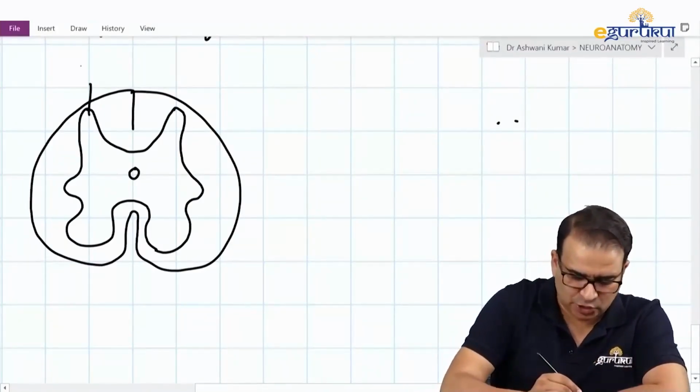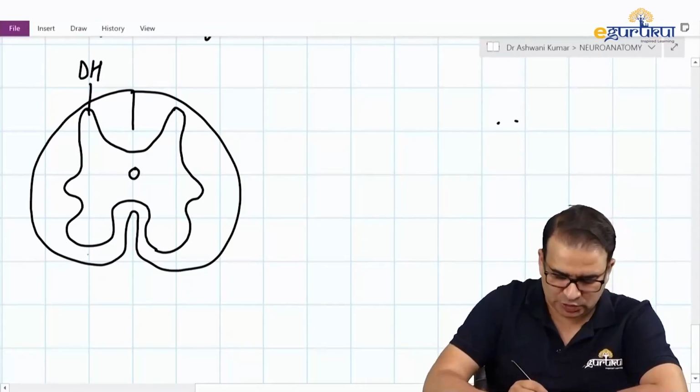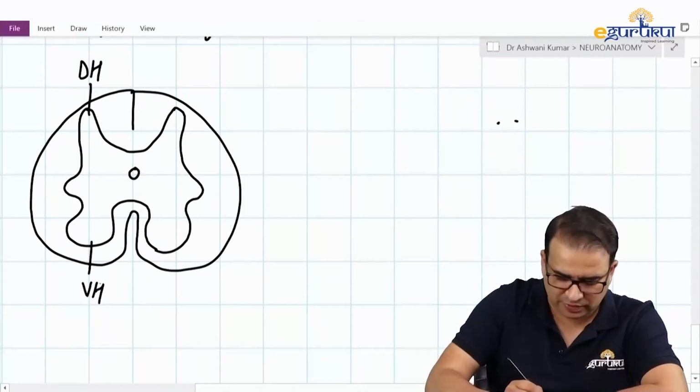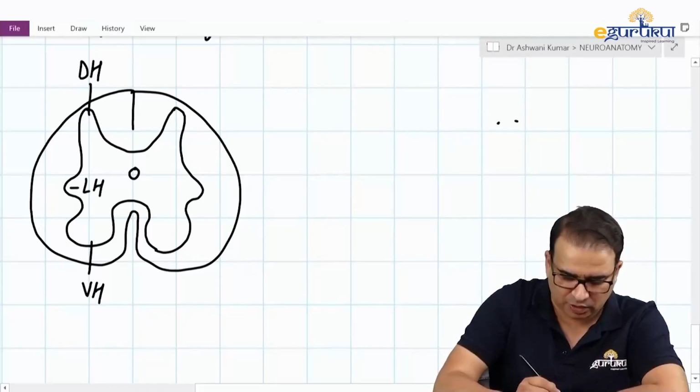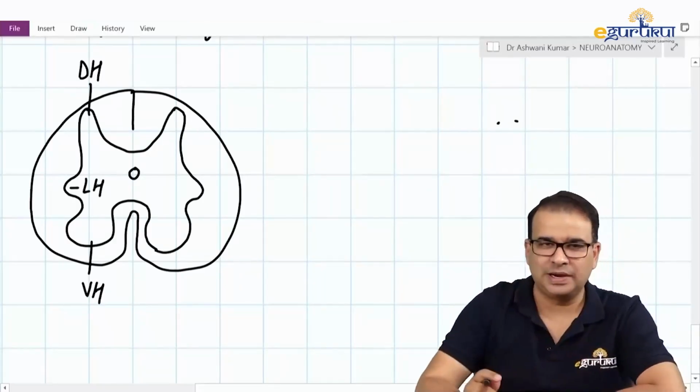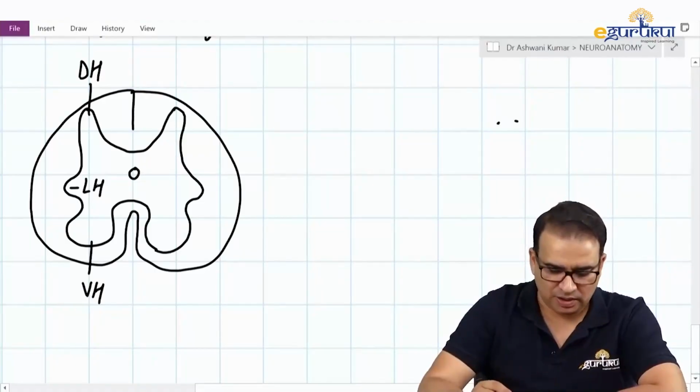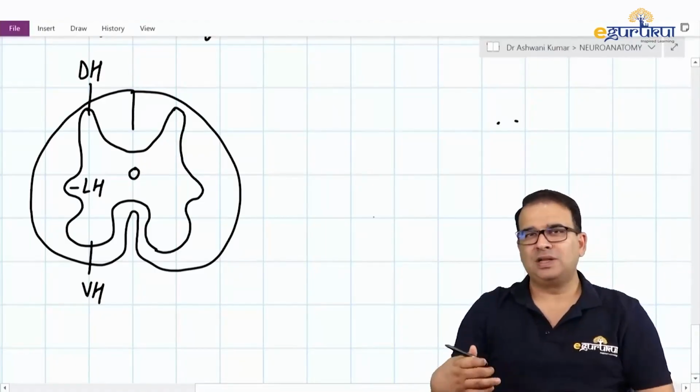So this here, guys, is the dorsal horn of the spinal cord. I'm writing in short, that is dorsal horn. This one is the ventral horn, and here we have the lateral horn. So just make sure to write it on one side only. Dorsal, ventral, lateral horn. Well, we all know that dorsal horn is sensory.